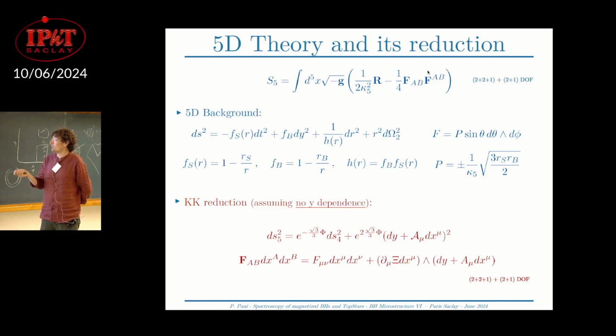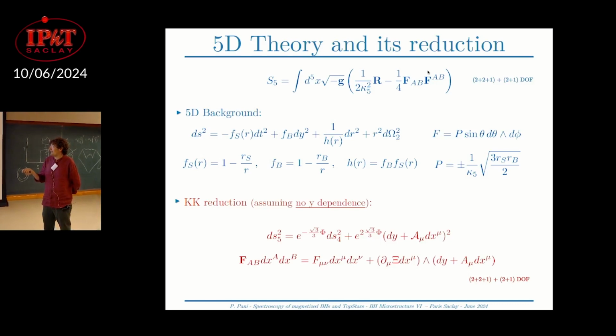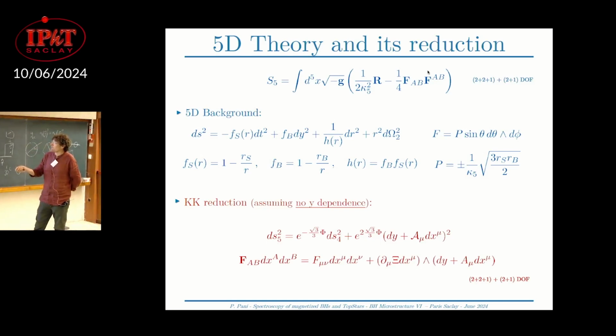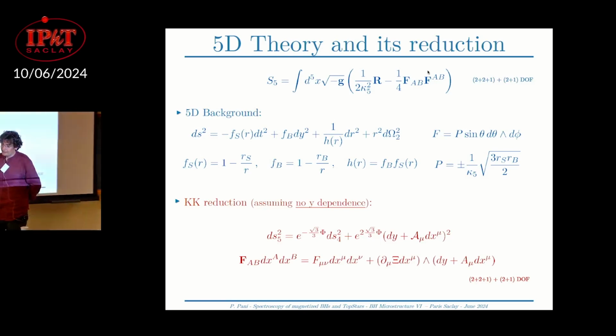So the metric is decomposed in this way. There is the 4D metric, a dilaton, and then an extra gauge field. And the decomposition of the Maxwell field is, well, the 4D Maxwell field, an extra scalar field, and that's it. So if you count the degrees of freedom, of course, we have 2 + 2 + 1 for the gravity sector, 2 + 1 for the Maxwell sector, so in total there are 8 degrees of freedom. And as I said, all these functions and variables here are independent of the y coordinate.